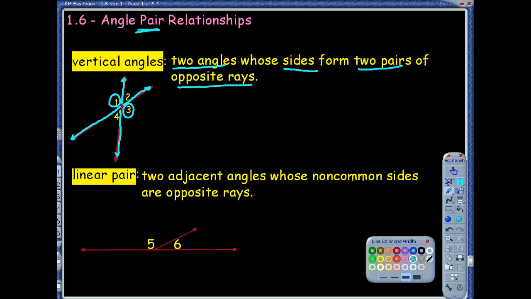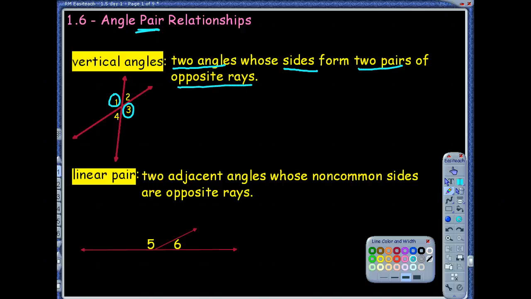Notice that vertical angles are not adjacent to one another. They are across that vertex. They have a common vertex point still, but the two sides of those angles form straight lines with each other because they're opposite rays, on those opposite corners. A good way to think about vertical angles is that they're a pair of angles that are also formed by two intersecting lines. It always happens that way.